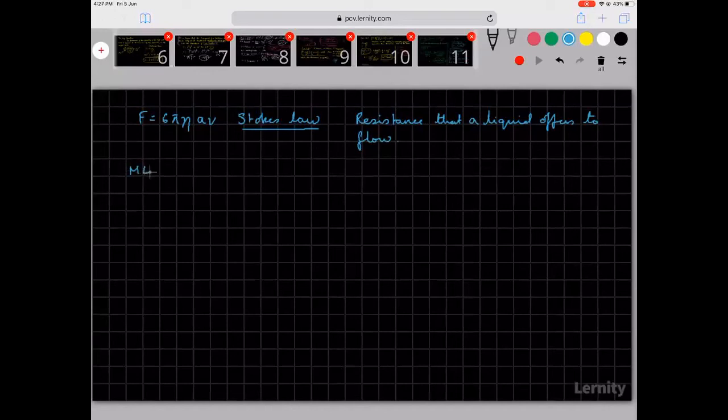So F is m L t power minus 2, is equal to eta into radius L, into velocity L t power minus 1. So I will take these to the other side. So the dimensions of eta are m L power minus 1 t power minus 1. So this is the dimension of eta. Okay. Yeah, so this is it.